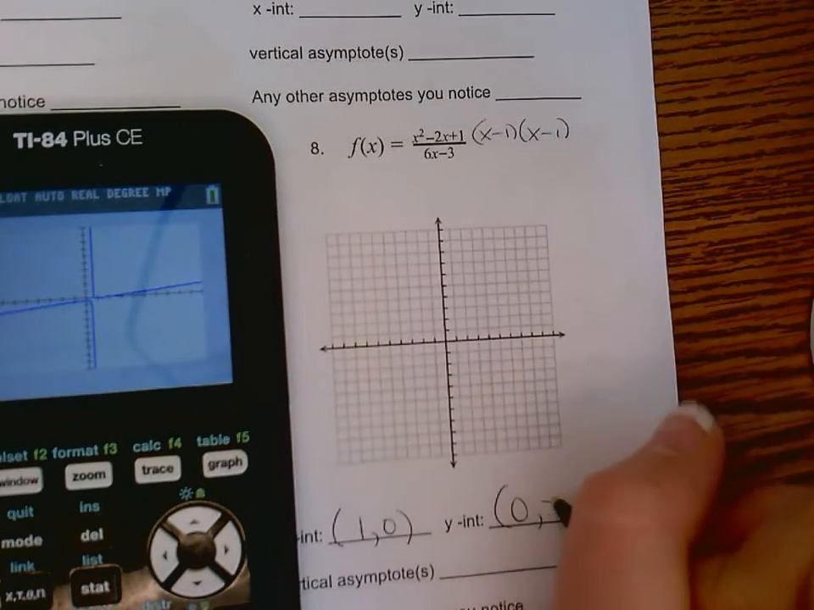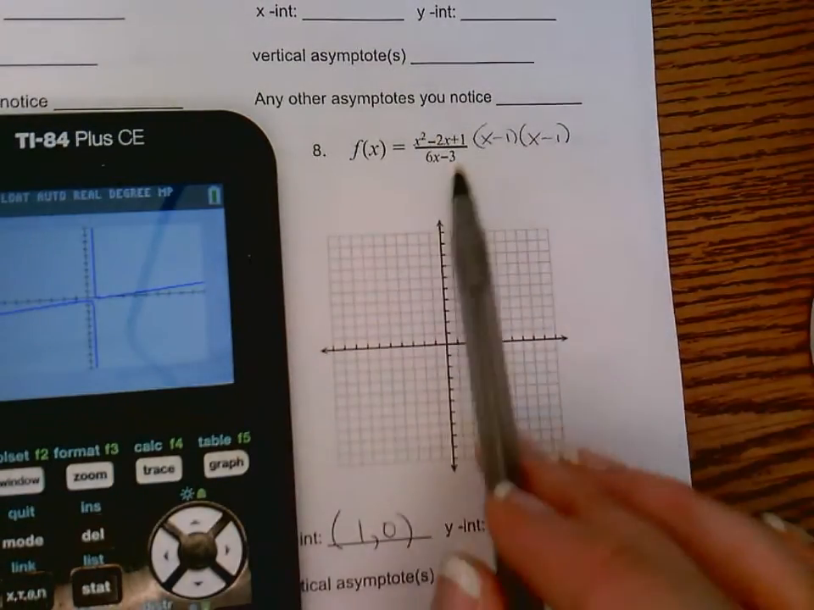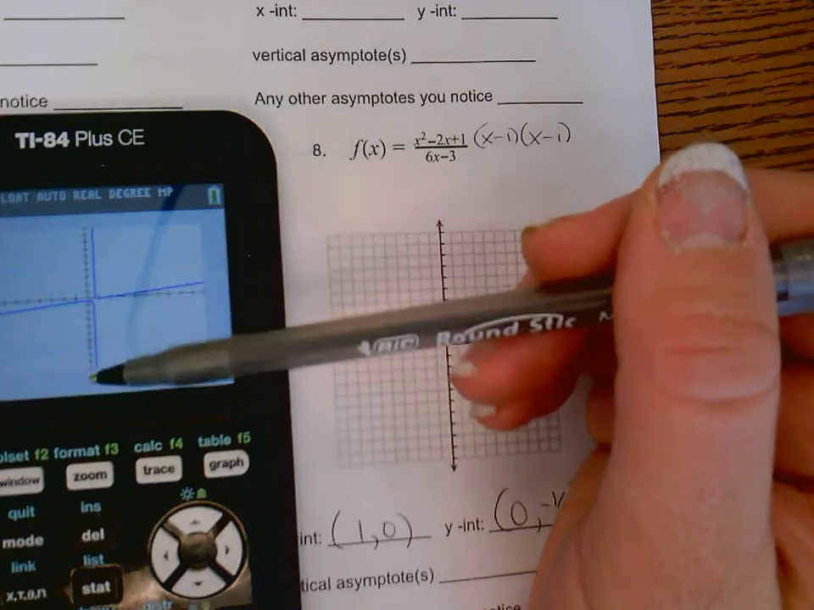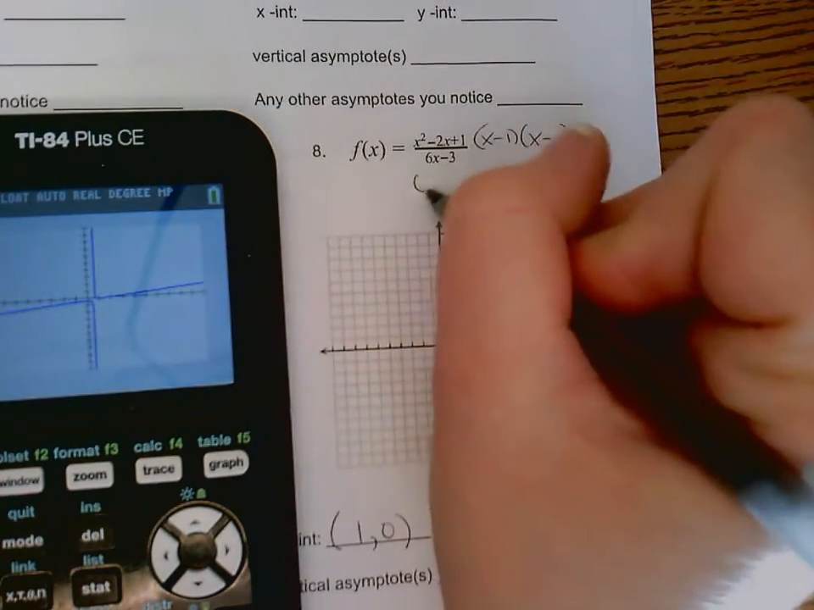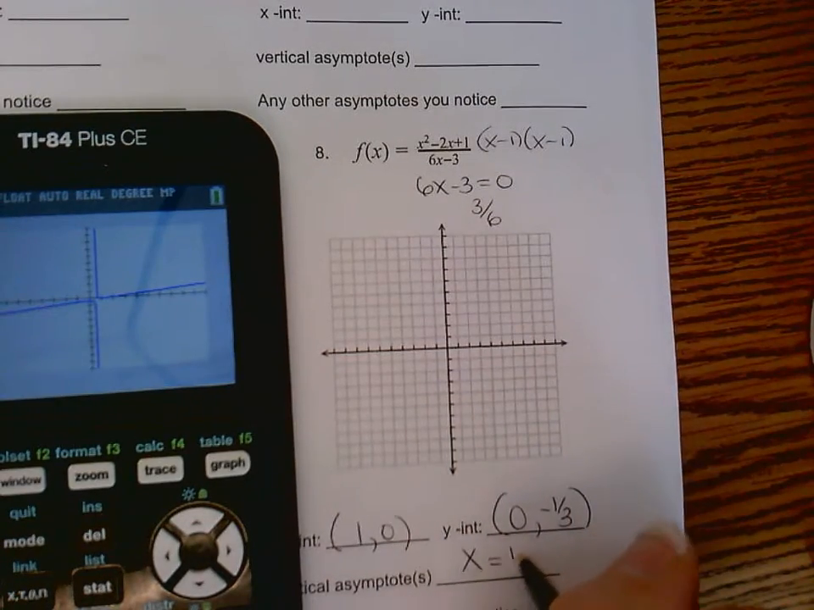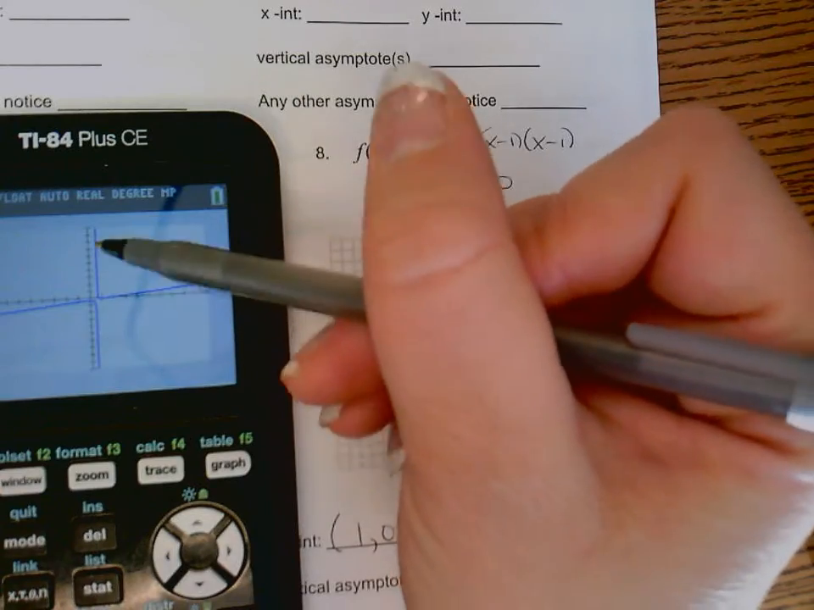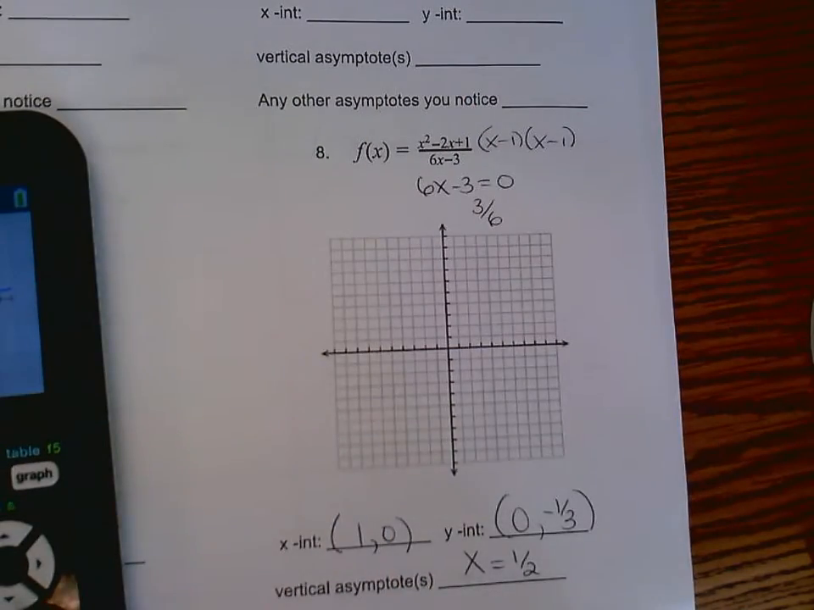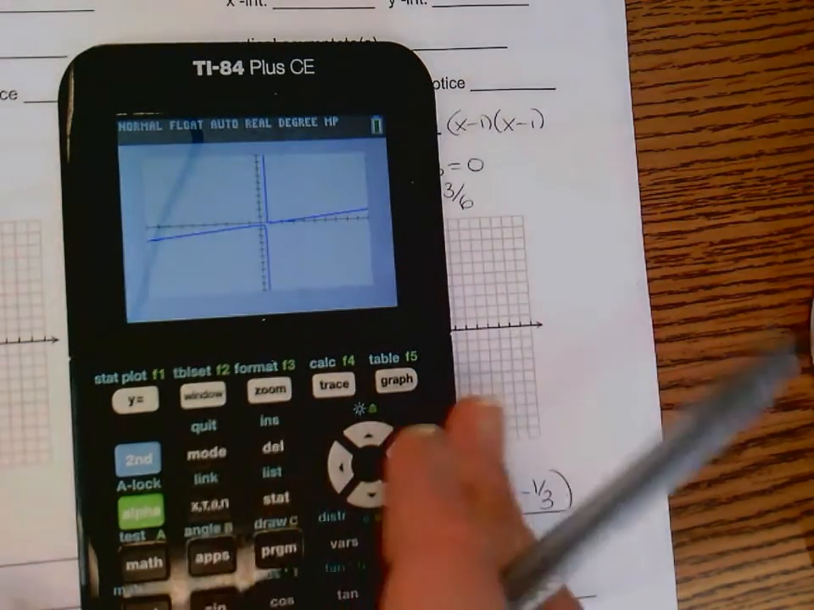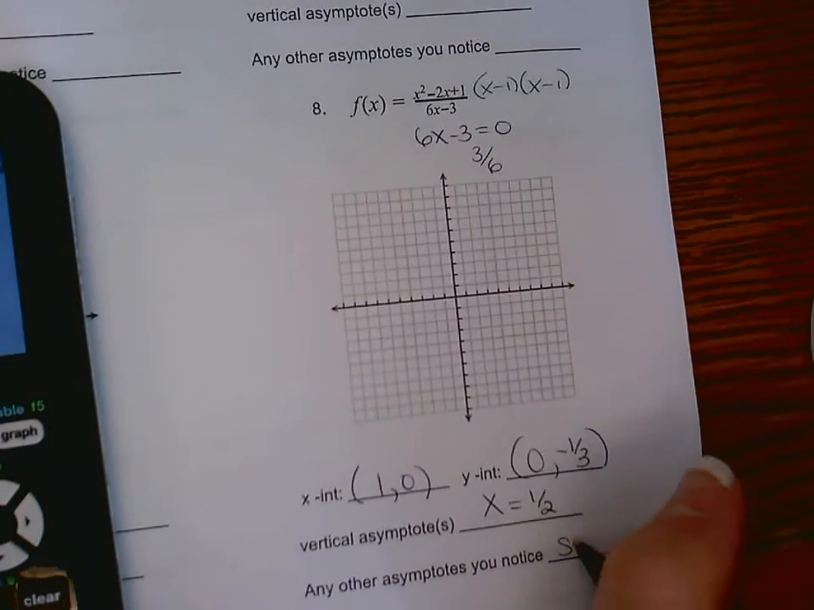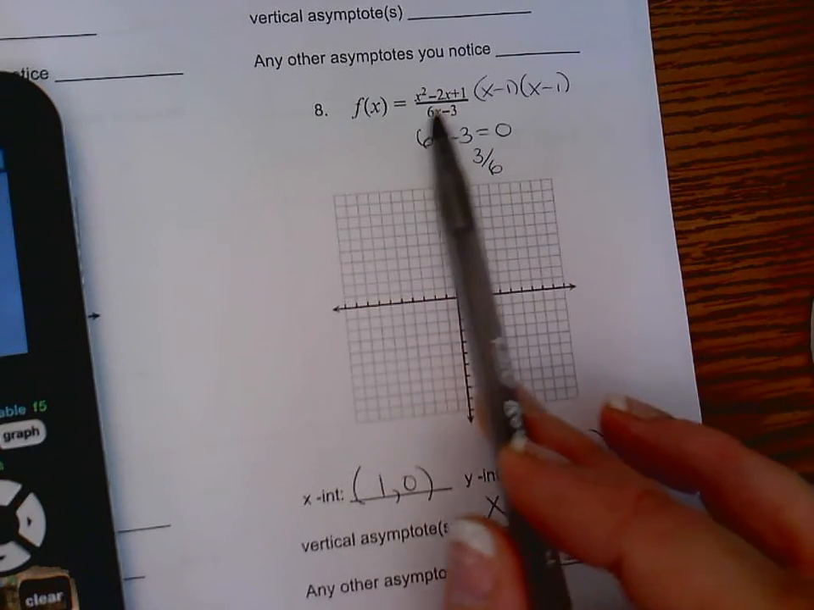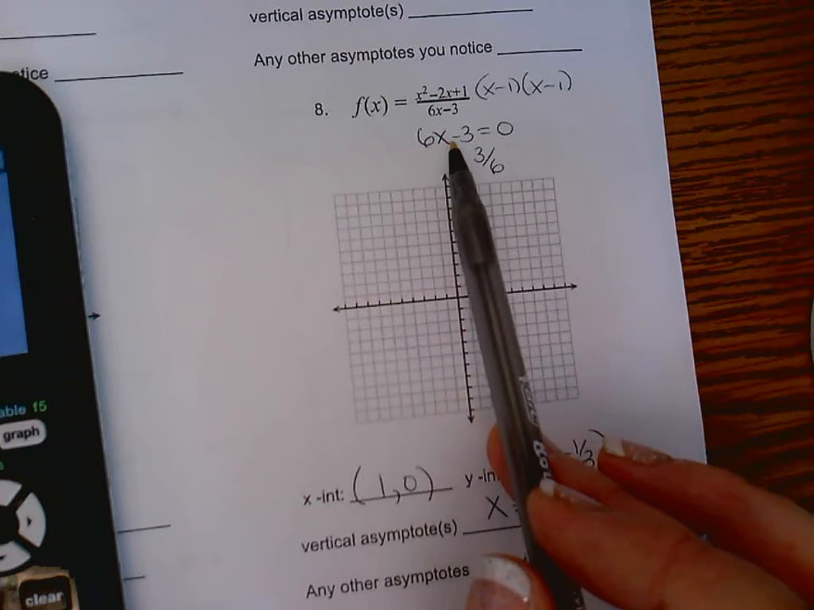So it helps reinforce looking at the graph and finding those pieces of information. Vertical asymptotes. It looks like I've got something going on here. And if I set the denominator equal to 0, don't I get 3/6 or 1/2? And it does look like that vertical line is at 1/2. And then it says any other asymptotes you notice. There is a slant asymptote going in this direction. I can't tell from the graph what the equation is. So if you want to try the division, dividing x squared minus 2x plus 1 by 6x minus 3, you could try that division.